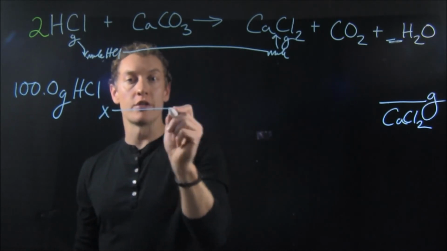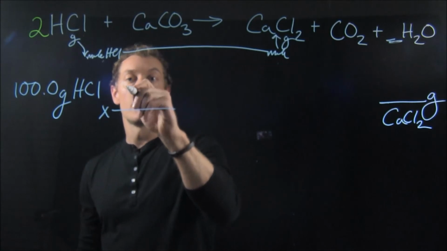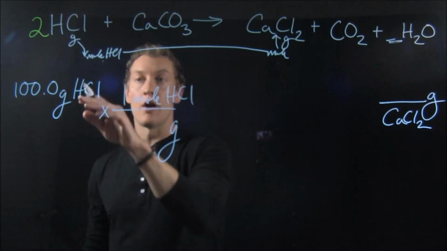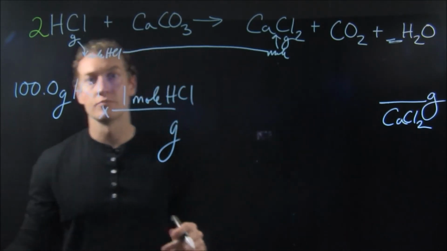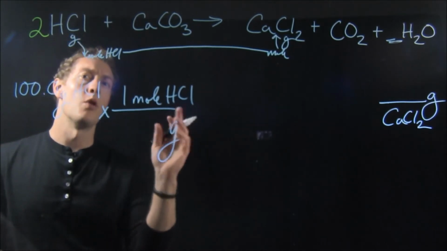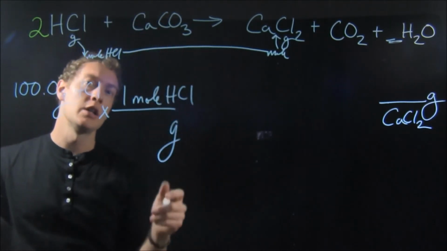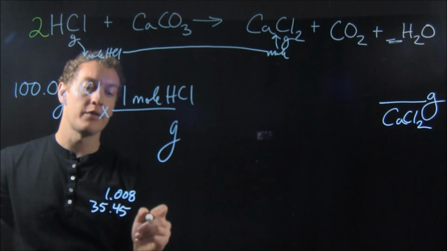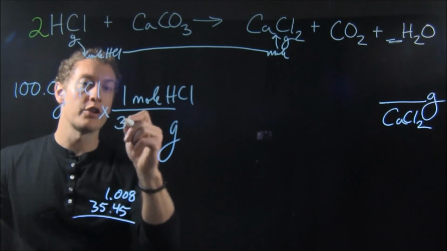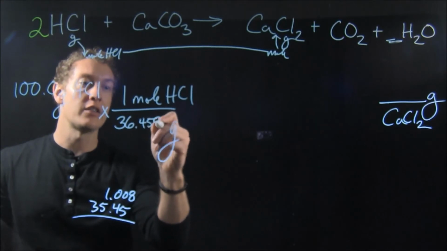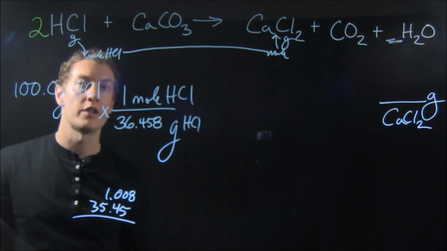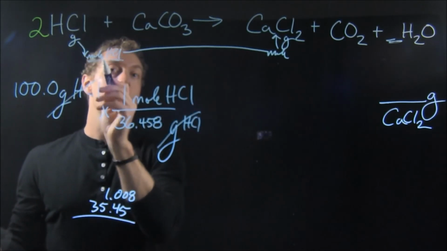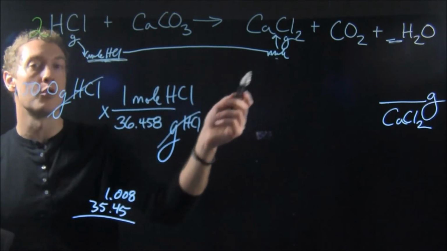First step is going to be converting grams of HCl to moles. That means I have 1 mole of HCl for every however many grams HCl adds up to be. Hydrogen, 1.008 if you look at a periodic table. Chlorine, 35.45. Add all that together, we get 36.458 grams of HCl per mole of HCl. Grams of HCl will divide away, and then we're at this step, converting from moles of HCl to moles of calcium chloride.